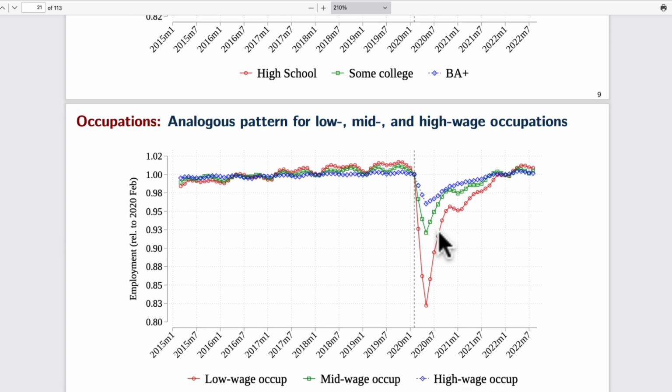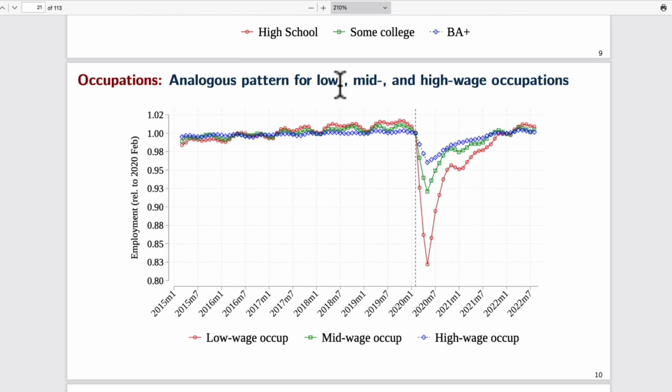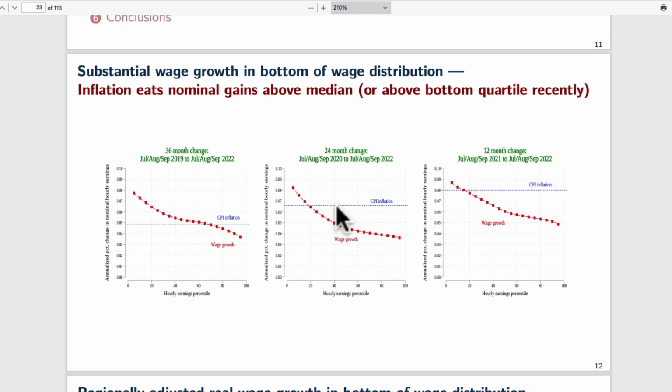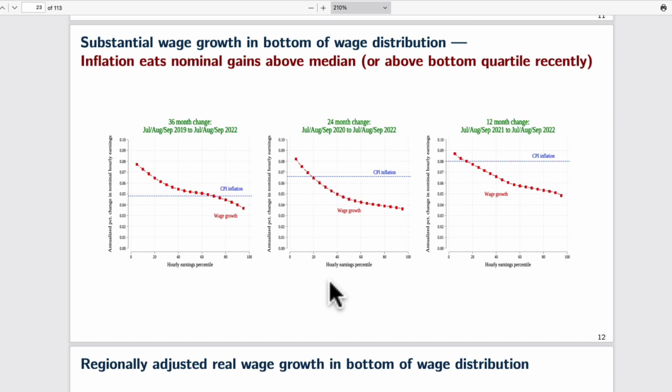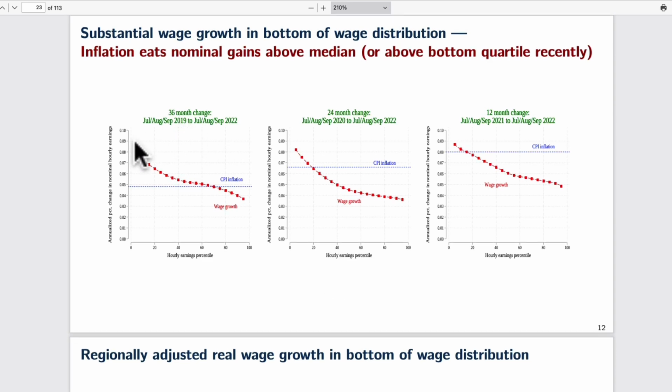And if we're looking for low, mid, and high wage occupations, the red line is low wage occupations. Look how quickly they've come up, and they are now above both the green line and the blue line. This is really interesting, super interesting stuff here. So this is a 36-month change. This is 24 months, and this is 12 months. And what we have along the bottom is hourly earnings percentile.